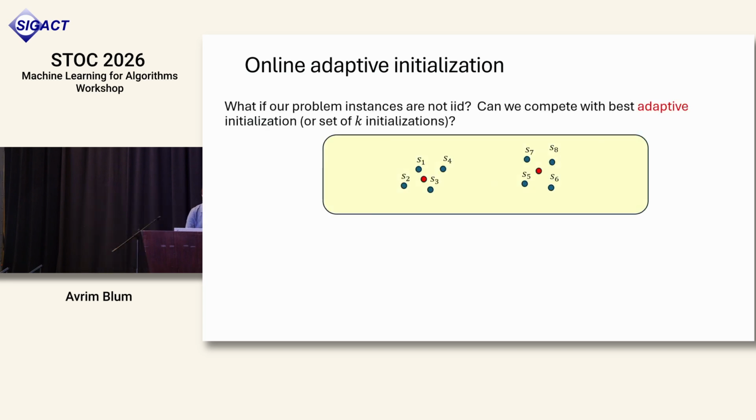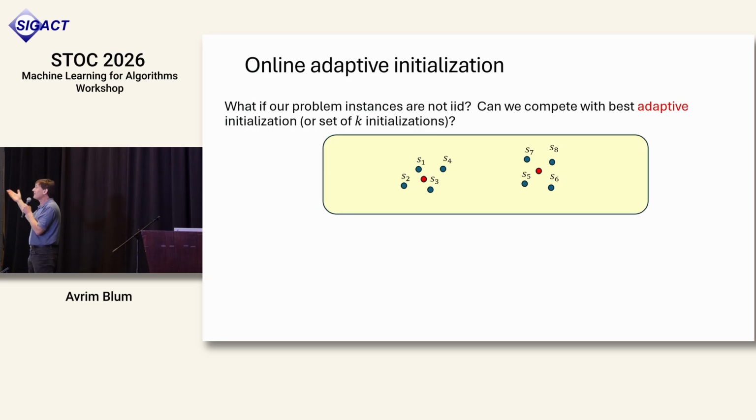So what if our problem instances are not IID? Can we compete with the best adaptive initialization or the best adaptive set of K initializations? For example, maybe we first see a bunch of instances whose solutions are way over there, and then we see some instances whose solutions are more over here. Then there may be no single initialization that's great for all of them, but maybe we could use the left red dot for the first problems and then move it over to the right and use that red dot for the later problems.